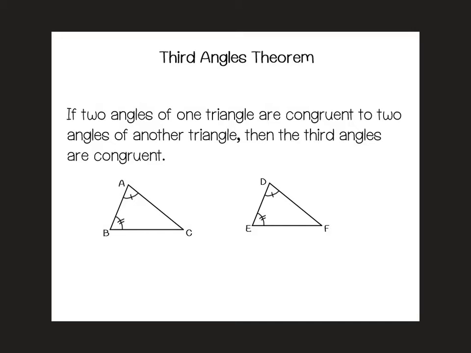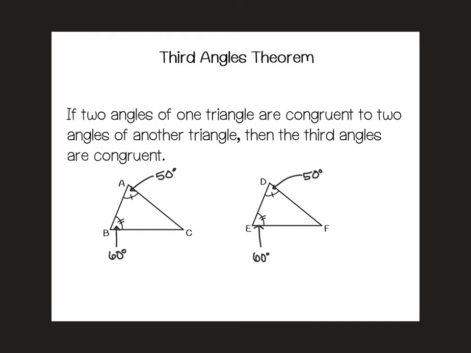The third angles theorem states if two angles of one triangle are congruent to two angles of another triangle, then the third angles are congruent. If I fill in some measurements for you, just so that you have an example and it makes a little more sense. Let's say this angle B is 60 degrees. That means that E is also 60 degrees because they're marked congruent with the same number of tick marks. Let's say that A is 50 degrees. That means D is also 50 degrees because they're marked congruent.